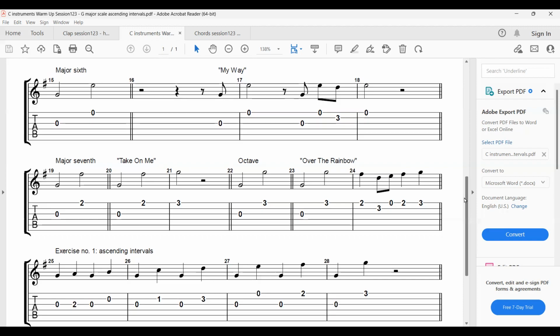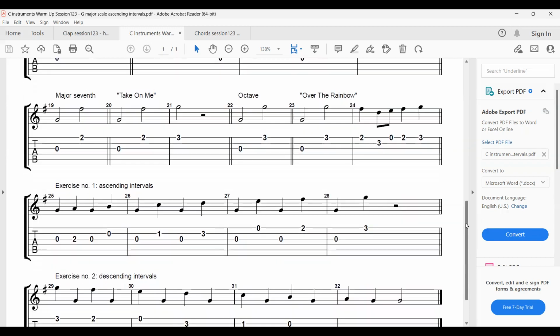1, 2, 3, 4. Sorry, I fumbled a note there. Let's do that again. After 4, with a quick pickup into the next bar. 1, 2, 3, 4. 2, 3. One more time. 1, 2, 3, 4. And now the end is in. Yeah, good. Okay, My Way. That's an opening major sixth melody note interval.